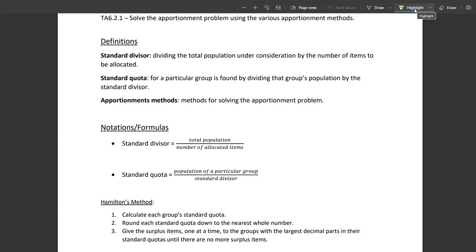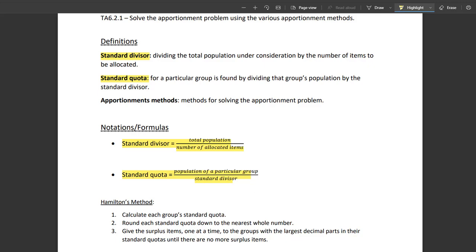In this video, we are going to solve the apportionment problem using the various apportionment methods. We have a couple definitions, the standard divisor and the standard quota, and we have formulas for both of these things. The standard divisor is the total population divided by the number of allocated items, and the standard quota is the population of a particular group divided by the standard divisor.